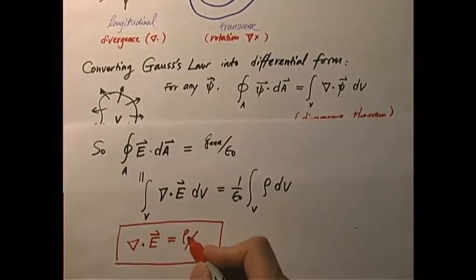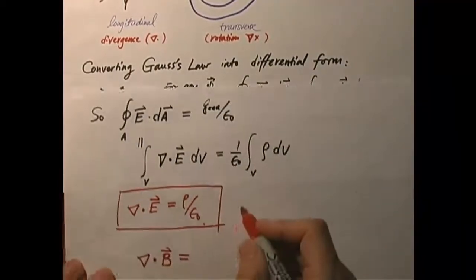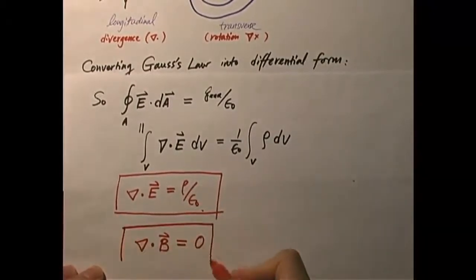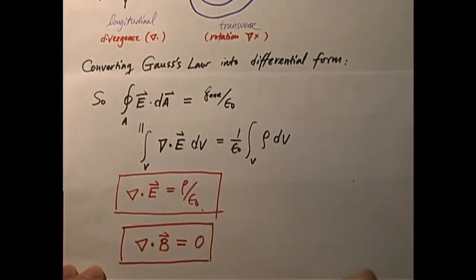This rho is for the electric charge here. You don't have a magnetic monopole, so therefore, this is simply equal to 0. This is the differential form of Gauss's law for magnetism.